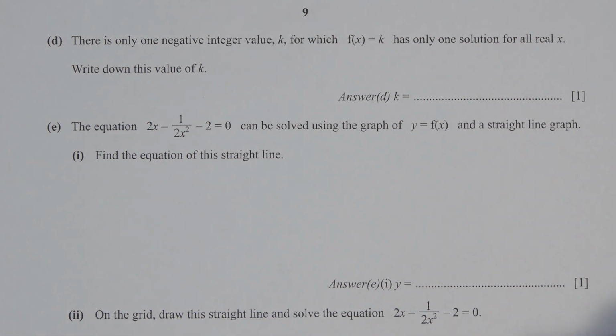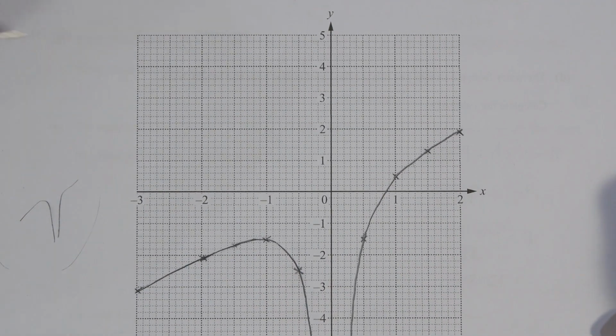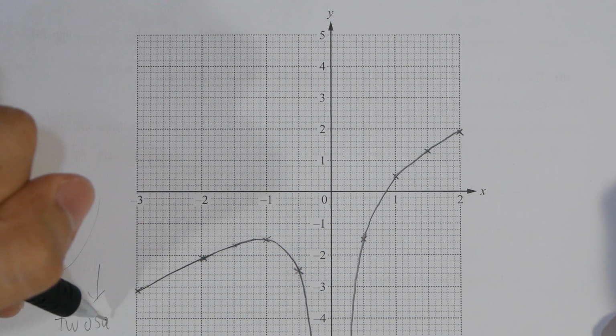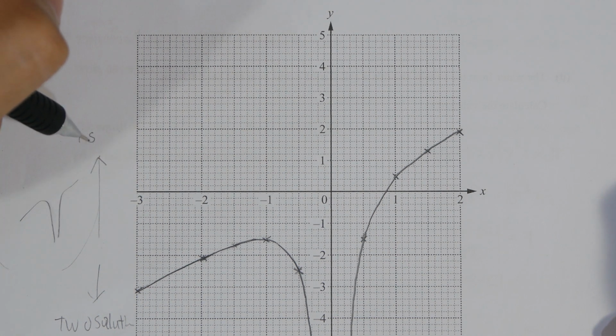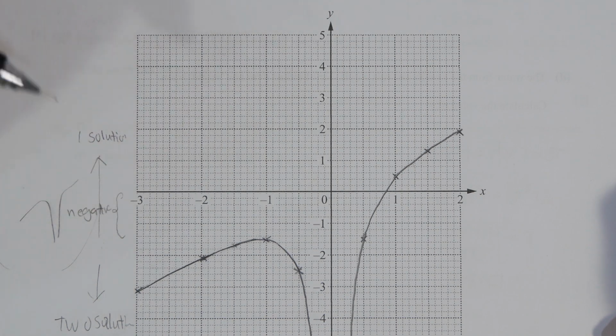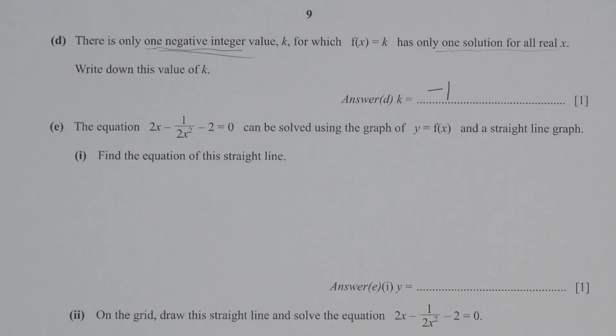So for part D, there's only one negative integer value k for which f(x) equals k. From which point onwards do you have only one solution and it is negative? So this one is actually -1. So k's value will be -1, because anything above that will be positive, and anything below that you have two solutions or more.